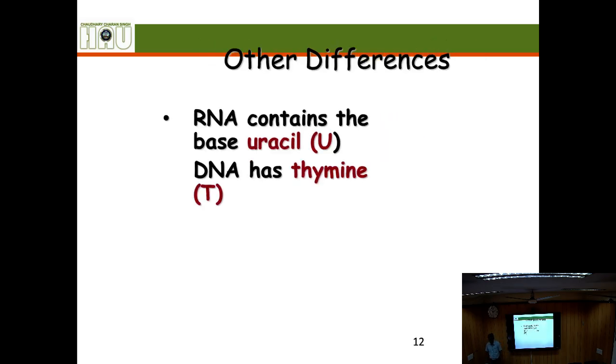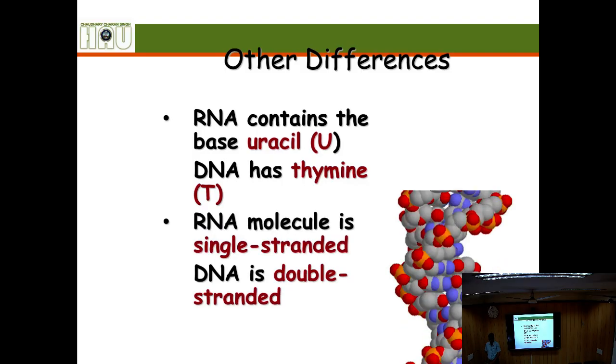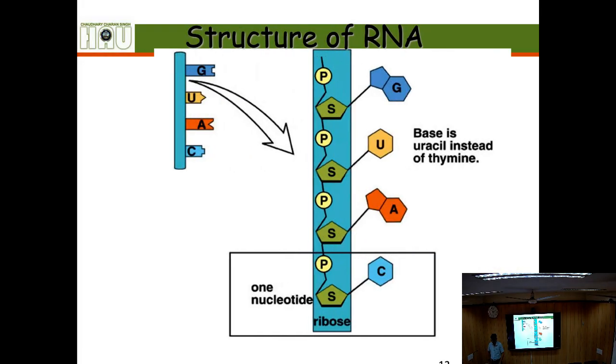Other differences: the RNA contains uracil, and the DNA has thymine instead. RNA is single stranded and the DNA is a double stranded molecule. This is the ribbon-like structure of the DNA double helix, and this is the structure of the RNA, which is single stranded.